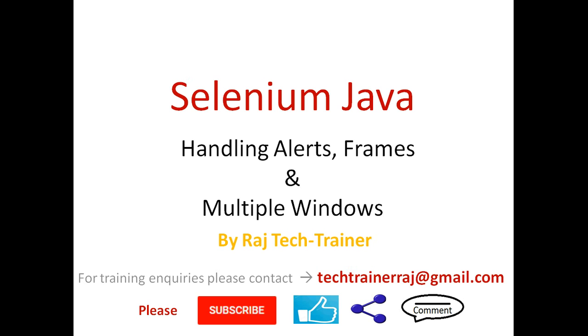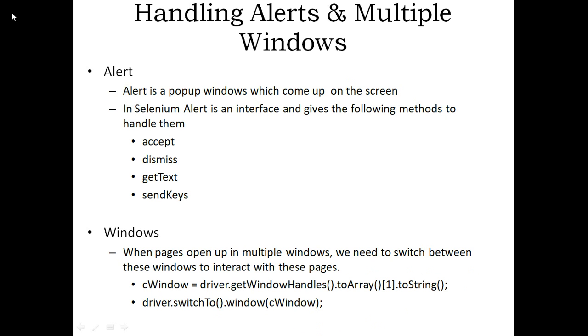Let us start looking at alerts first. Alert is a pop-up window which comes up on the screen. It's basically a JavaScript pop-up which is also called alerts. There are different types of alerts which the browser pops up.